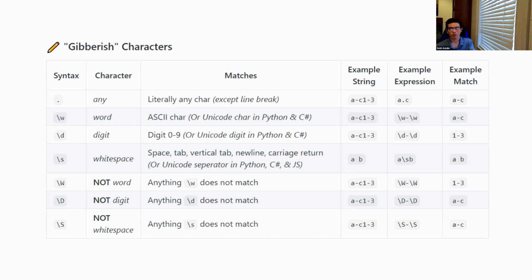There's really four main things here that you'll use: the word character, the digit character, the white space character, and then the any character, which is the dot. And then for each of these, there's a not version of that that returns the opposite of it. And so over here, we have some example strings, some example expressions. And this is all available on the repository.